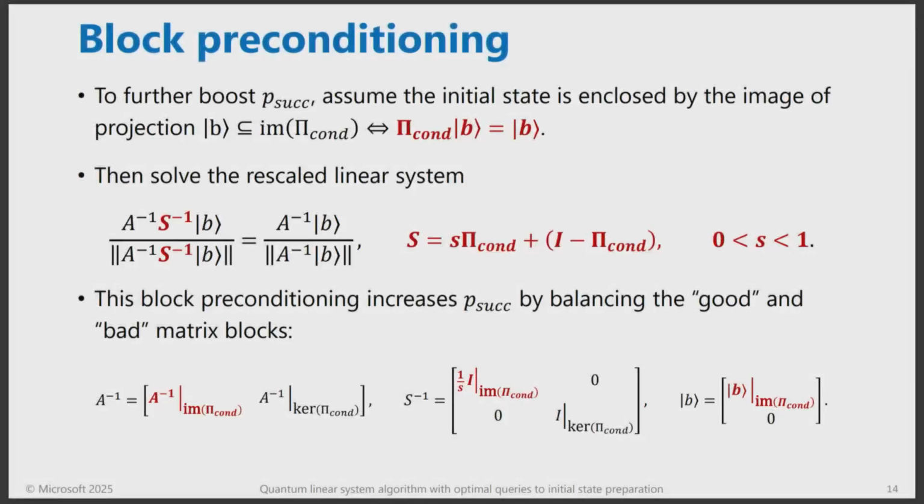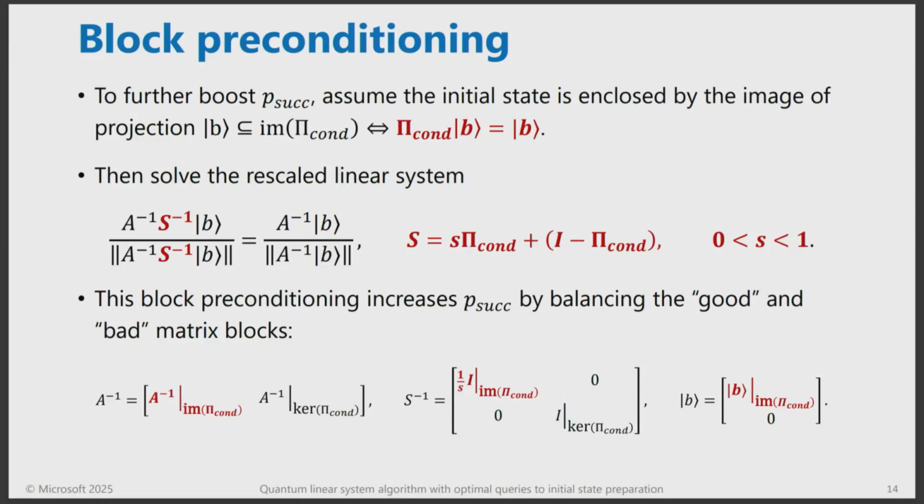Okay, so the second technique that we develop in this work is so-called block preconditioning. The purpose here is we want to boost the success amplitude, right? So we want to boost this P success. The basic idea is that we find a projection that keeps the initial state invariant. So we have this projection Π, with Πb equal to b. Then what we can do is insert a scaling operator in between the coefficient matrix of the linear system and the initial state. So what does this scaling operator do? Well, this scaling operator S is shrinking the initial state along the direction of Π. So the inverse of S is stretching along the direction of Π.